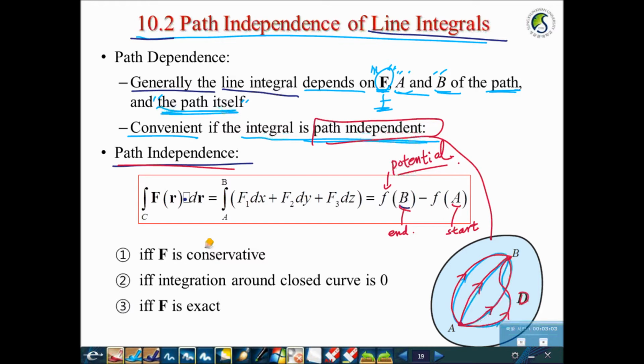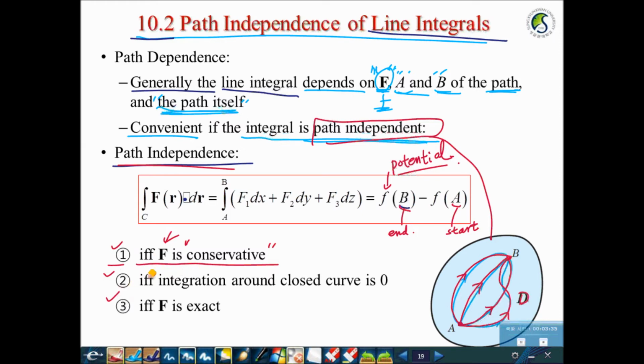For this to be true, we have three kinds of path independence conditions. The first one is if and only if the vector field F is conservative. What is conservative? Conservative means something is preserved; we don't lose it, it's all kept. I'm going to explain each one later.